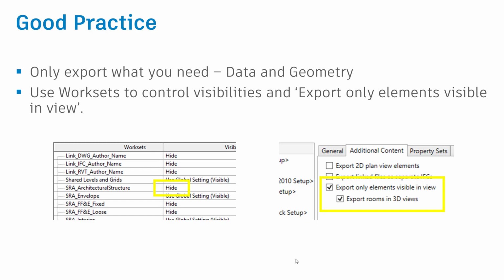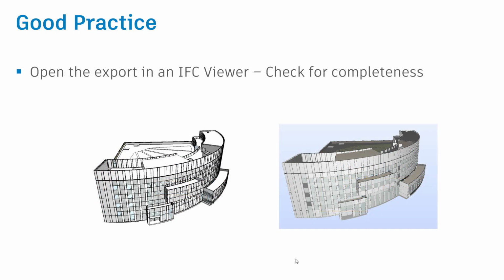Only export what you need. It'll ensure a greater success for the export. Do use worksets to control the visibility of stuff. If for whatever reason you work on a project where you're not using worksets, use filters, I suppose. There probably aren't that many out there. Check it. How many people export drawings to DWGs and never check them? Yeah, nobody's admitting that. There's a couple.